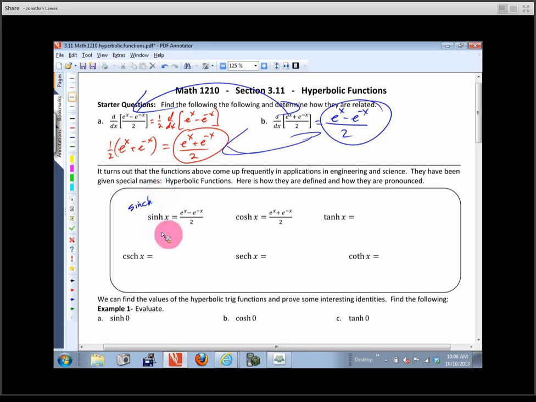So this would be called the sinh. Some people say sine h of x or something like that. H, again, representing the hyperbolic. So we'd say sinh of x is defined this way. It's e to the x minus e to the negative x all over 2. So we're taking two exponential functions, combining them together through subtraction, and then dividing by 2. And then we're doing the same thing for this one.